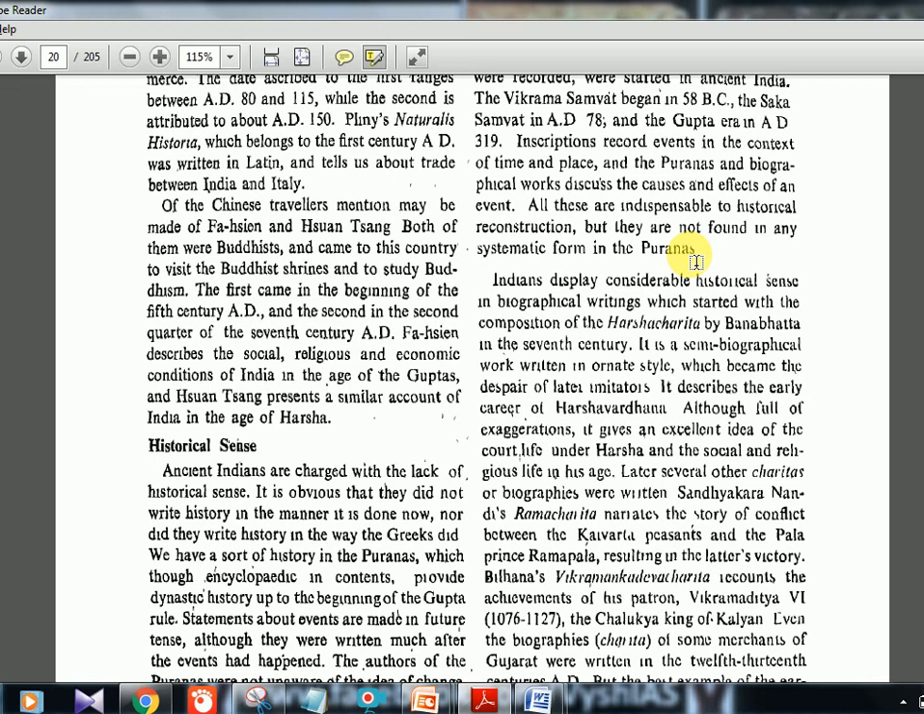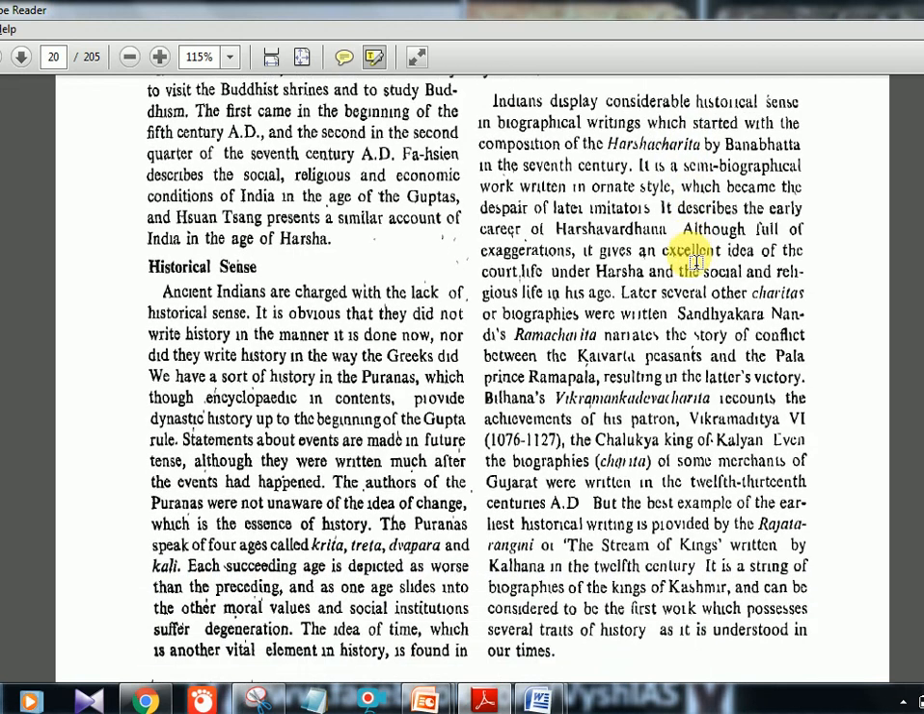Then here are some books, very important. UPSC repeatedly asks about them. Harsha Charita is by Banabhatta. Banabhatta was Harsha's court poet, and he wrote about him, the king. Harshavardhana is the king, and Harsha Charita is the book. Now next is Ramacharita. Ramacharita is by Sandhyakara Nandi. This name will not be there in any other textbook, so try to memorize it, because they will put Harsha Charita as an option.